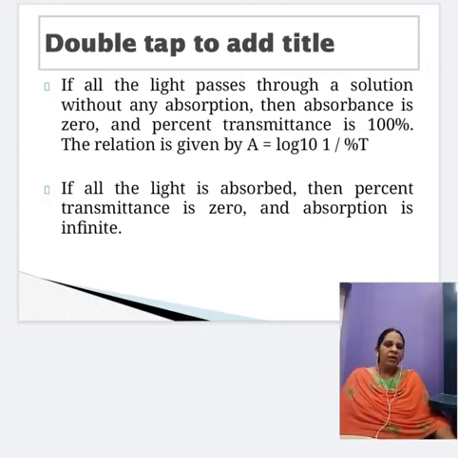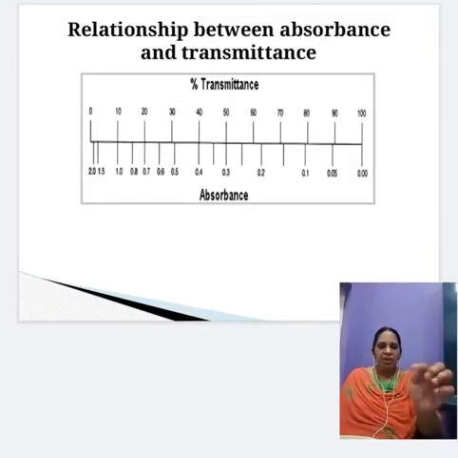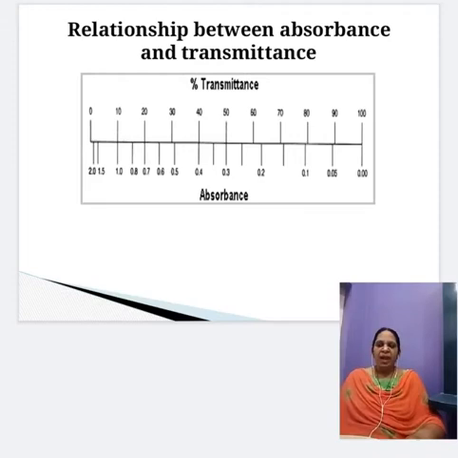So once again, when we see the picture here, the transmittance versus absorbance figure, what have you understood? The percentage of transmittance ranges from 0 to 100 with a variation of 10% for each step: 0 to 10, 10 to 20, 20 to 30, and so on, up to 90 to 100.